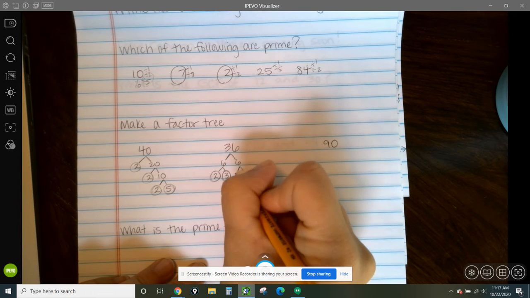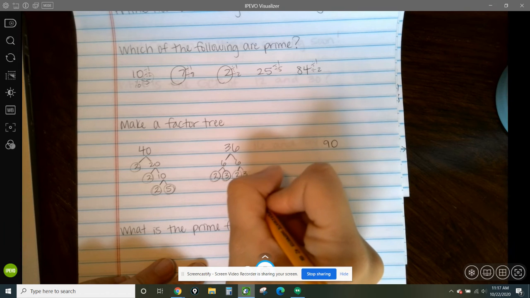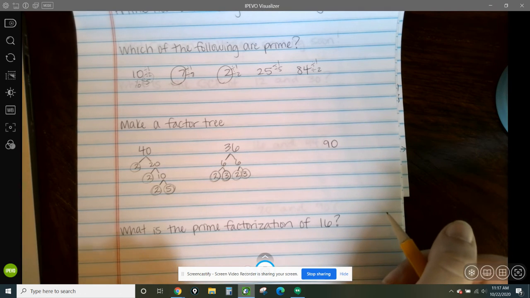And then the same with this 6 over here. We'd have another 2 times 3, and we just said 2's prime and 3's prime. So that's the end of the road there.